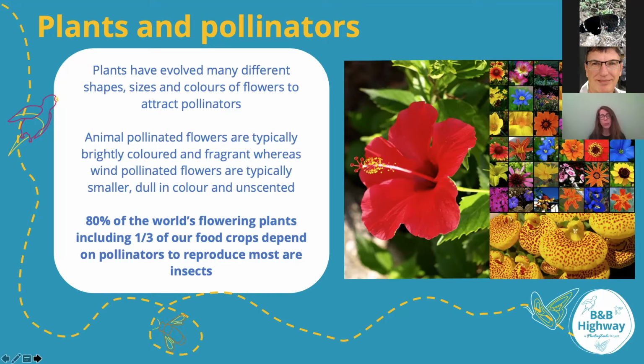Whereas when there's wind pollinated flowers, they don't have to be attracting the pollinators, so they're more dull in color. So that means a bit paler and not as exciting to look at, maybe. But 80% of the world's flowering plants, which is the same as a third of our food crops, depend on pollinators to reproduce, and most of those are insects. So that's a pretty cool fact that it would be great to share with everybody you know. 1 in every 3 bites of our food comes from pollinators doing their hard work, and most of those are insects.